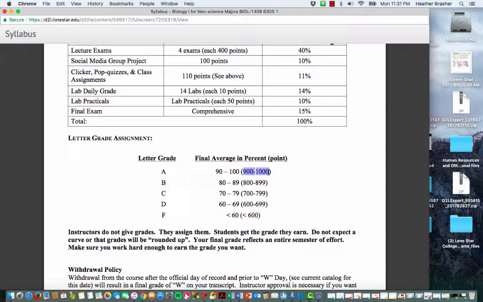And then I say, okay, if you have between 900 and 1,000 points, you have an A. If you have between 800 to 899.9999 points, it's a B, and so on and so forth. I don't round up because I give small portions of extra credit, and I also give a small amount of bonus on your exams. Because of that, I don't need to round up.